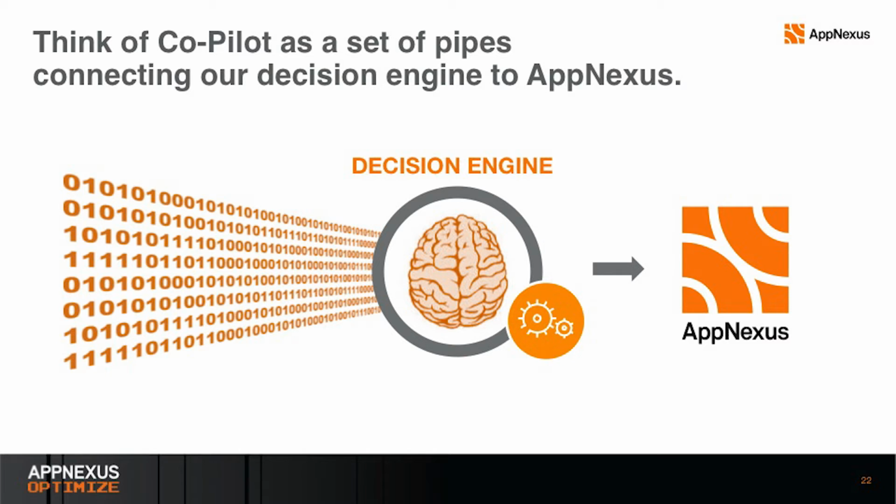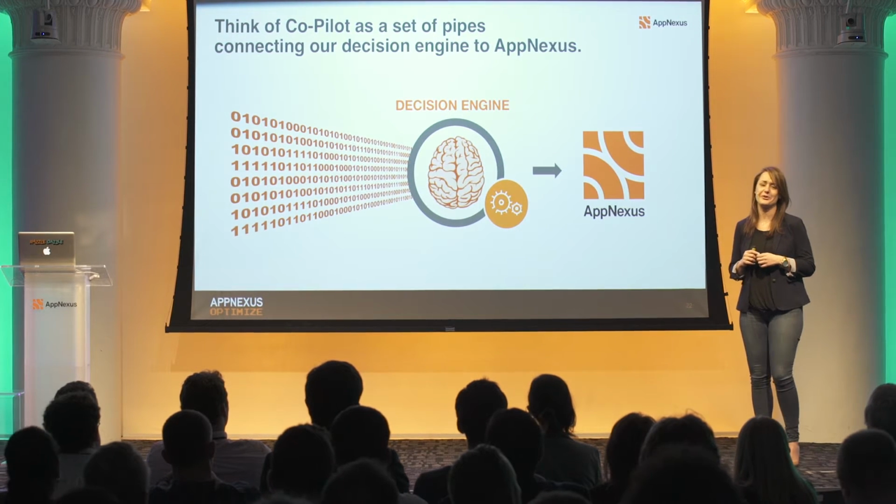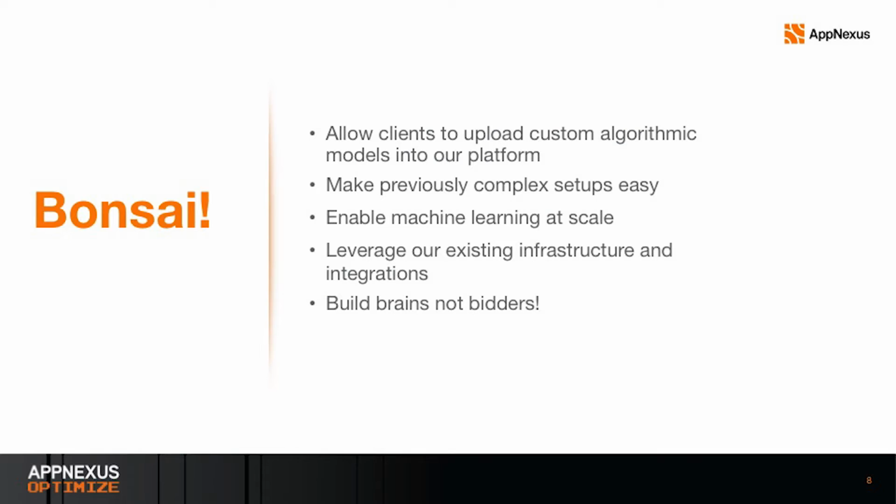You can think of Copilot as a set of pipes connecting our decision engine to AppNexus. I like to say I'm not a data scientist, I am a data plumber. So my job is to figure out where's the data and how do I move it to where it needs to go. And then I let other very smart people work on the algorithms that sit in the middle there.